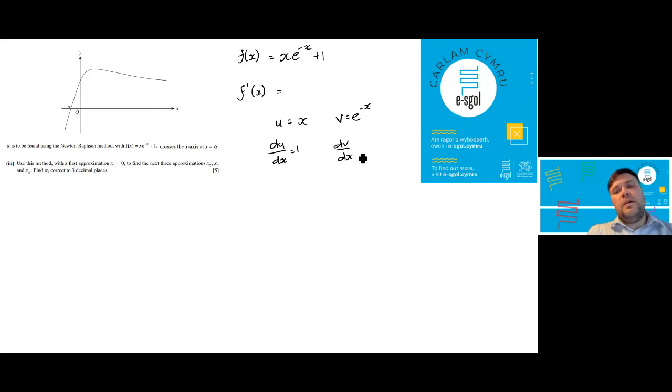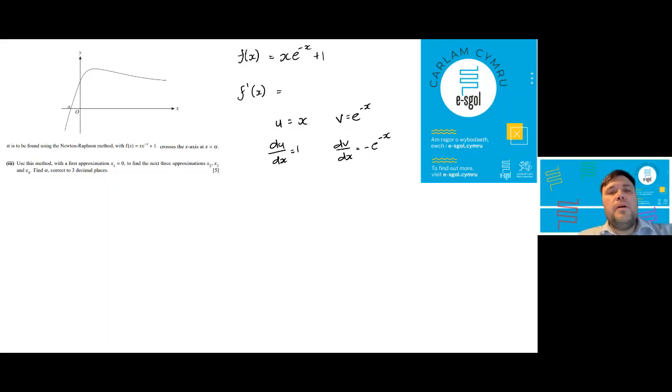So again, we have our f of x, which is given to us, x e to the minus x plus 1, and then we're going to have to do f dash x. So this is going to be the product rule because it's a function multiplied by a function. So if I would set it out as u equals x, and then v equals e to the minus x, du by dx is equal to 1, dv by dx is minus e to the minus x.